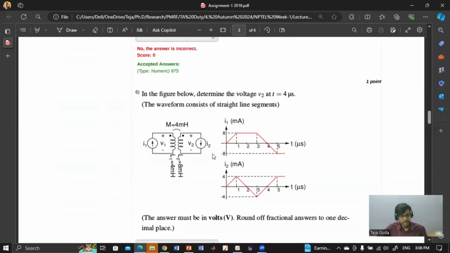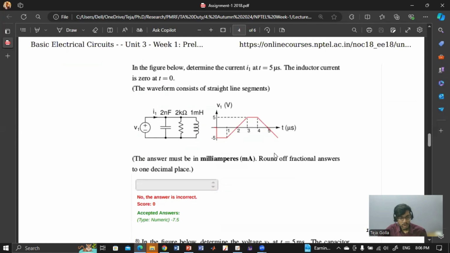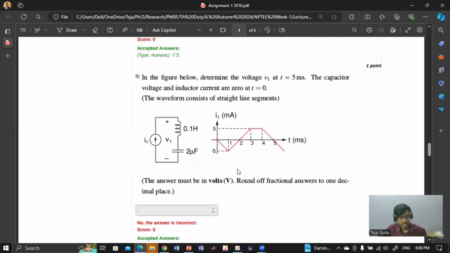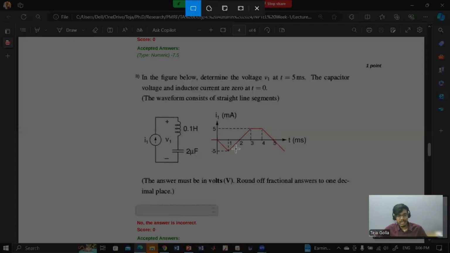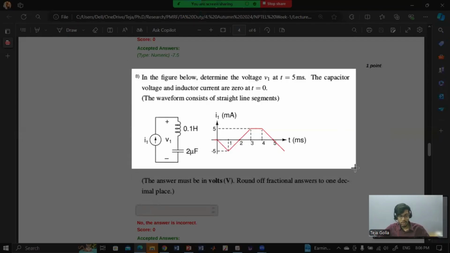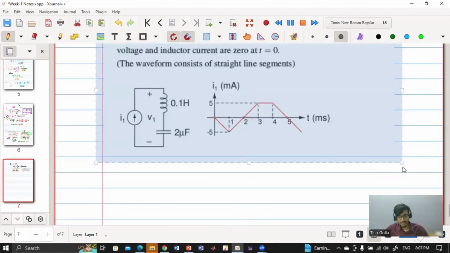So we'll solve another problem, maybe some interesting problem. All these are straightforward. This is one very good question. Similar type of question, but we have here an inductor and a capacitor, and we'll see. Now you start writing. So this is question 5.